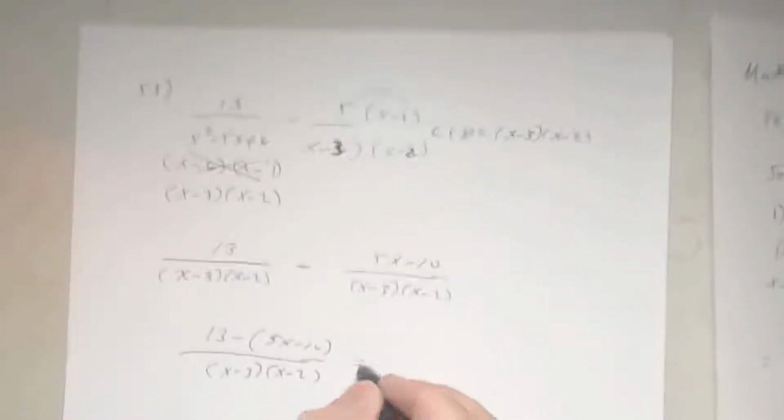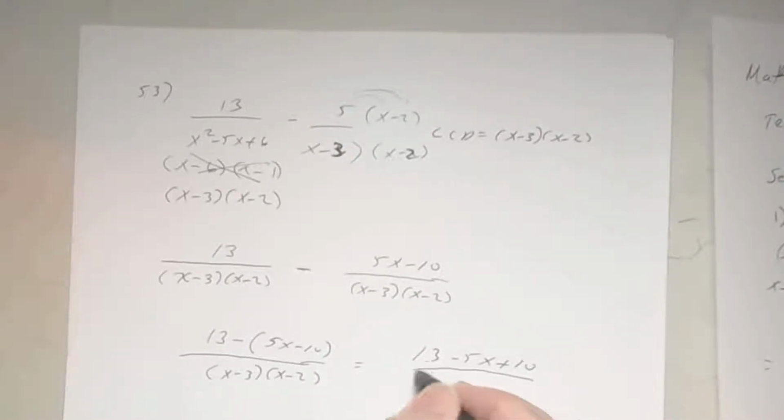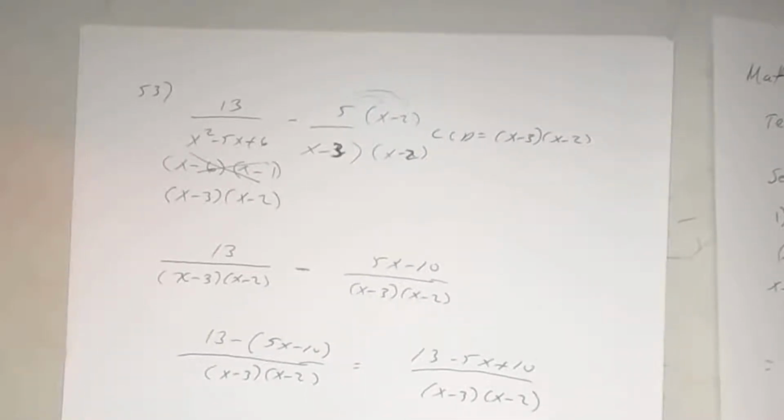All right, distribute. You're going to get 13 minus 5x plus 10 divided by x minus 3 times x minus 2. Combine like terms, I get negative 5x plus 23 over x minus 3 times x minus 2. That's your answer. Now remember the next step is to factor and reduce. This is simplify, but can I do anything with that numerator? No. So that's it.